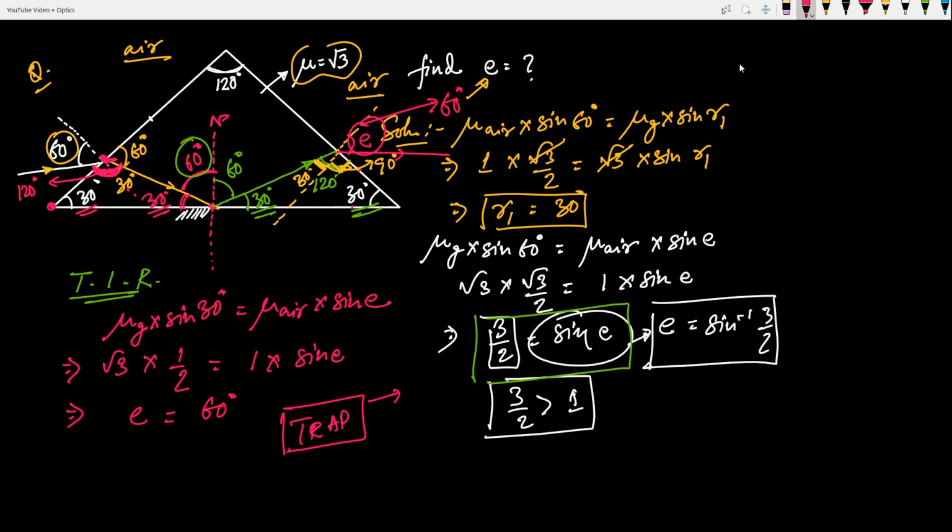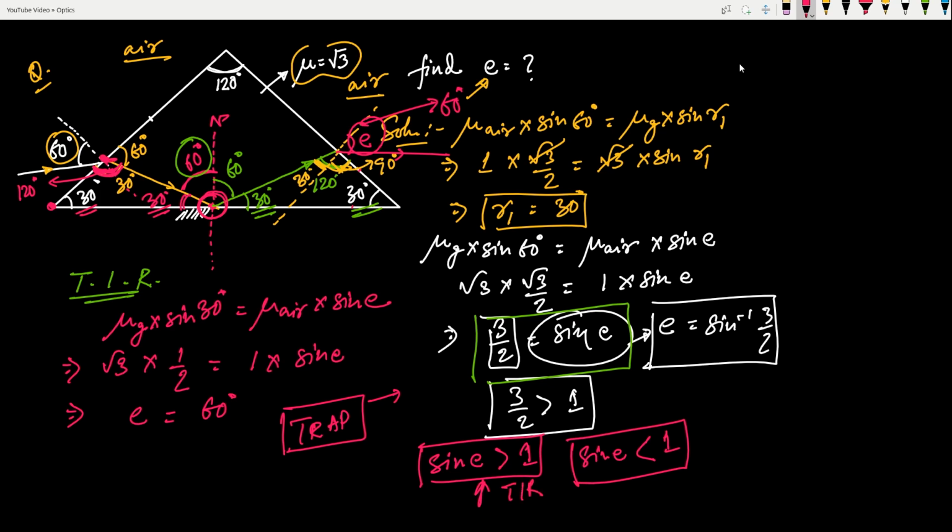And the second trap is to check whether sine E is greater than 1 or not. If it is greater than 1, that means at that surface it is undergoing total internal reflection. If sine of E is less than 1, then at that surface refraction actually happens. So greater than 1 means total internal reflection, less than 1 means refraction. I hope the concept is clear. This is all about the tricky concept in this question. If you understand this question, then you are an expert in the concept of the prism.